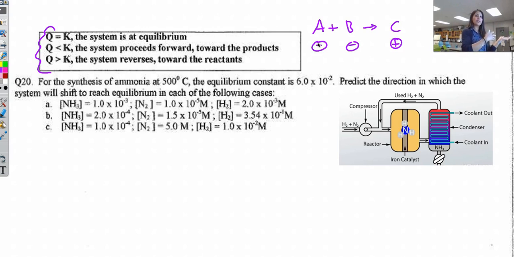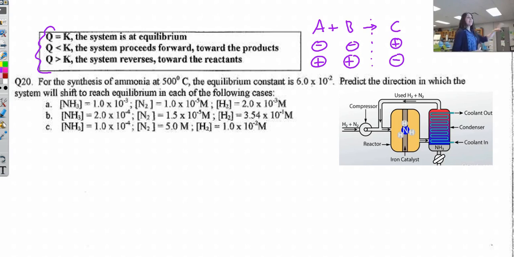Which is kind of weird, but it happens. That means I'm going to have to favor my reactants. So I'm going to add on my reactant side and subtract on my product side. Again, that's kind of strange because usually you don't lose products, but it does happen, because sometimes they'll even tell you that you charge your flask with products, which is really weird, but it does happen.